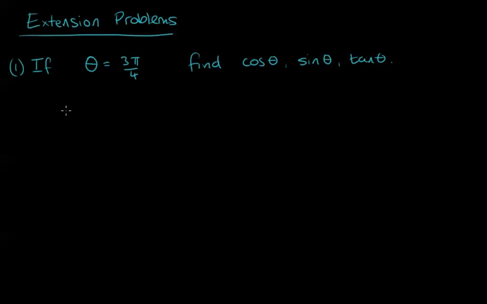Okay, so what we're going to do here is combine two things. We're going to use the unit circle and some of the trig ratios which we discussed earlier to answer the following problem. We're told that theta equals 3/4 pi, find cos theta, sine theta and tan theta, and we're going to do it without a calculator. We're going to use the unit circle effectively and some of the trig ratios.